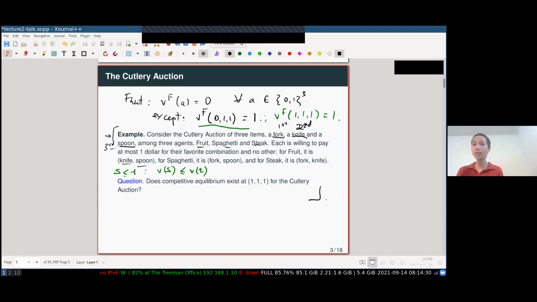Okay, so now we have these 3 agents. The question is, does competitive equilibrium exist at 1, 1, 1? I would like to give the audience a minute, and perhaps you could let me know what you think.